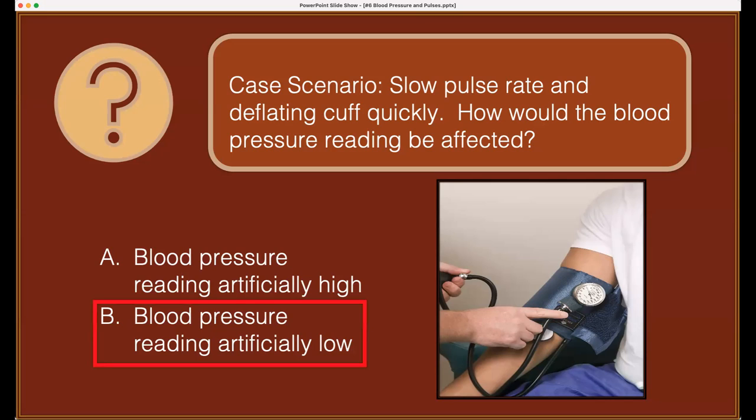The answer is you're going to get an artificially low reading because you're going to miss when that sound would have occurred. This is the problem with automatic blood pressure cuffs because they have a standard setting of how fast the blood pressure is dropping. So in a person with a very slow pulse rate and you're getting a low blood pressure, take a hand cuff, this kind of a cuff with a stethoscope, to get an accurate reading of what the blood pressure truly is.